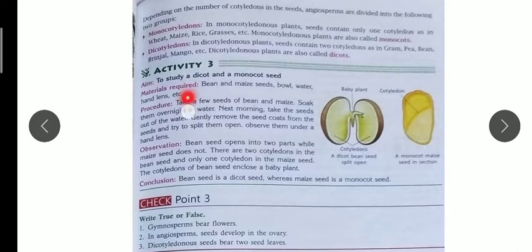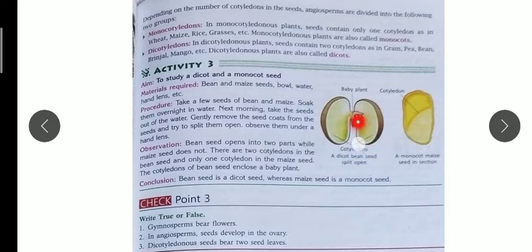Now one activity is given. In this activity, you need a few materials like bean, maize, bowl, water and hand lens. Take a few seeds and soak them overnight in water, because these seeds are very hard. Over the night, water will be absorbed into them. When we soak them under water, the seed coat becomes soft, and we can remove it gently, split it open, and observe with the help of a hand lens.